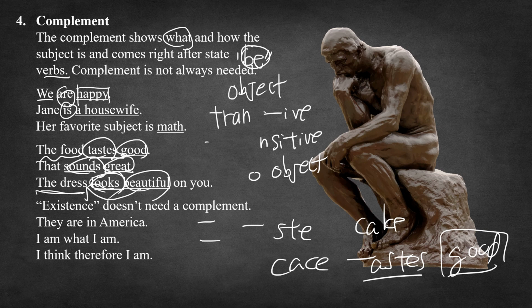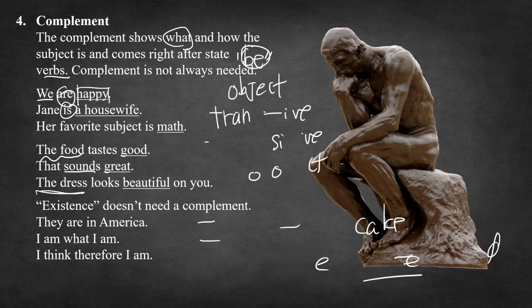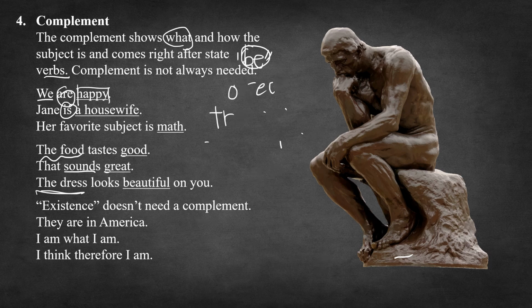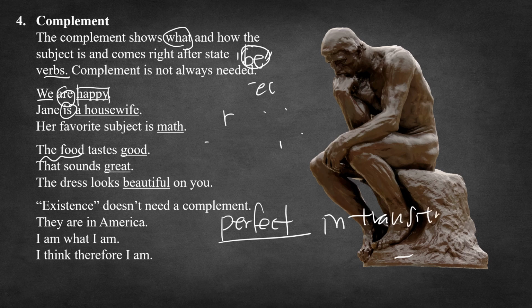Okay. Now, even though this is a state verb, just like be verbs, if it is talking about existence, it doesn't take a complement. In this case, we call this perfect intransitive. Okay. It talks about existence. They are in America. So this is not a state. It's talking about existence. They are in America.